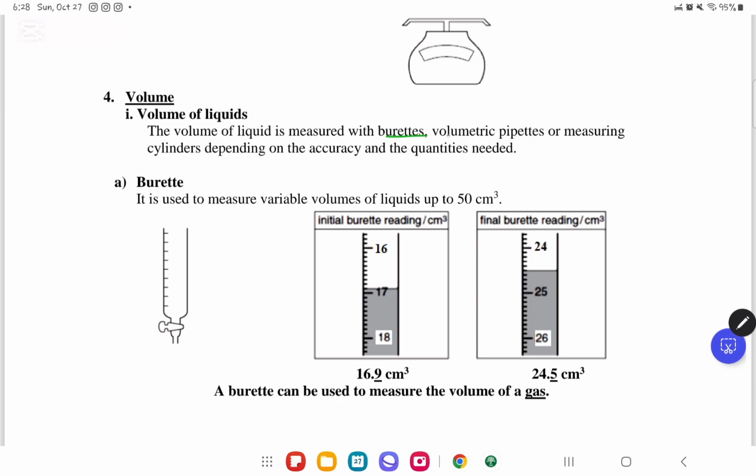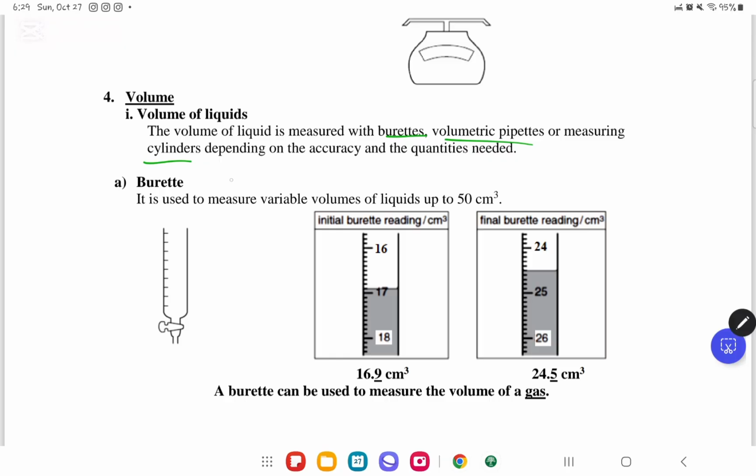Either a burette, a volumetric pipette, volumetric means specifically for volume, or measuring cylinders, depending on the accuracy. If you need extremely accurate, you use pipettes. If you need a very accurate, not extremely accurate, you use burettes. And if you just need to mix, you use a measuring cylinder.